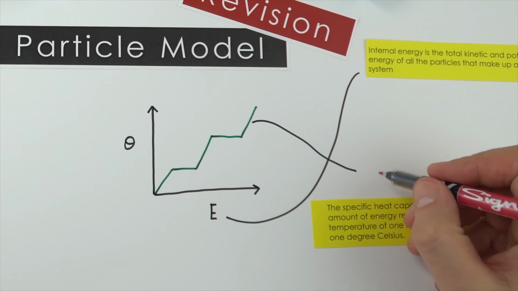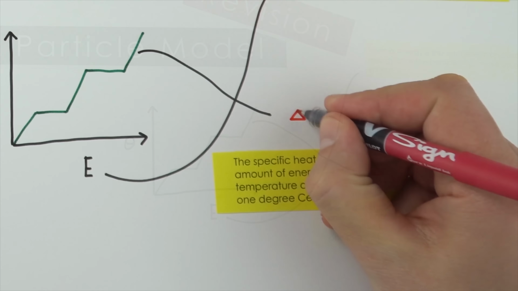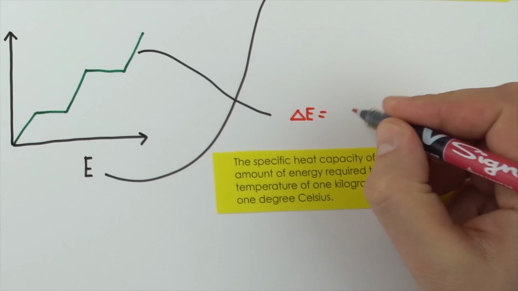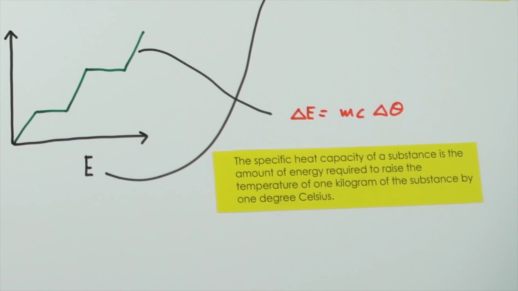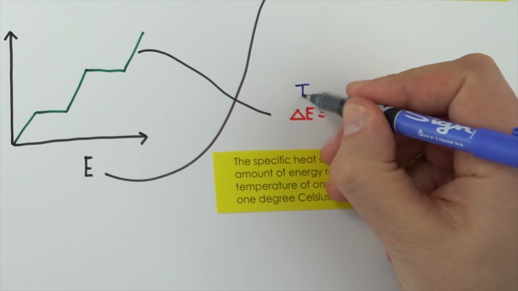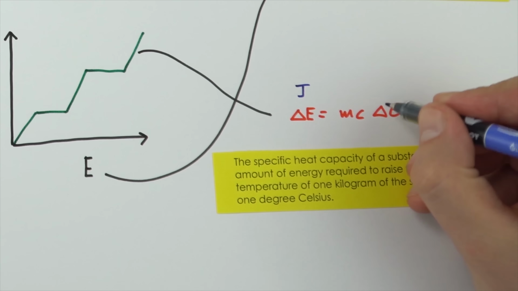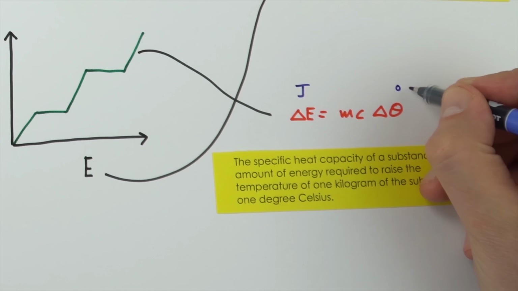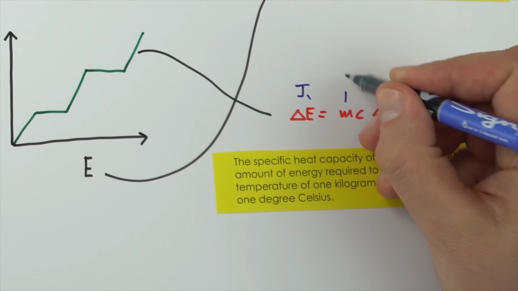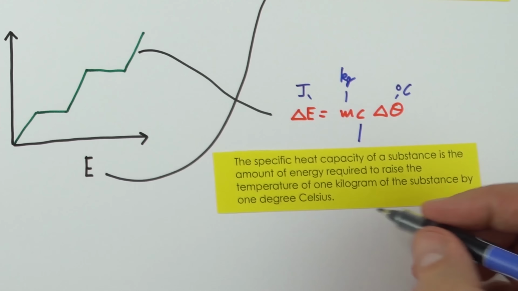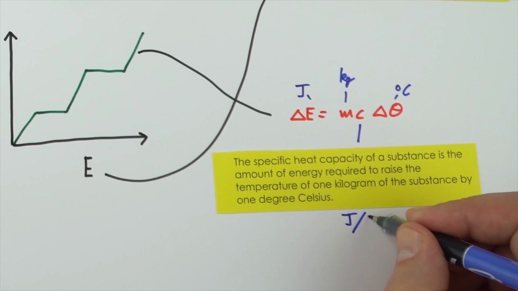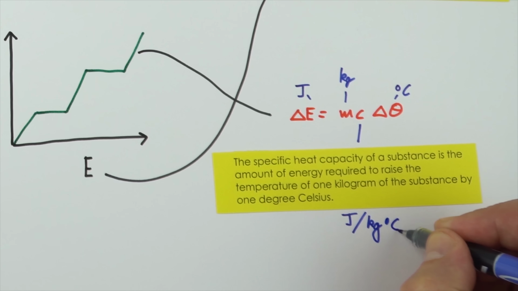So the link between the internal energy and the temperature is that the change in internal energy is equal to mcΔθ, where we have our change in energy in joules. We've got our change in temperature, that's all the delta means, a change in degrees Celsius. We have our mass in kilograms. And this thing here, c, is our specific heat capacity, and that's measured in joules per kilogram per degree.